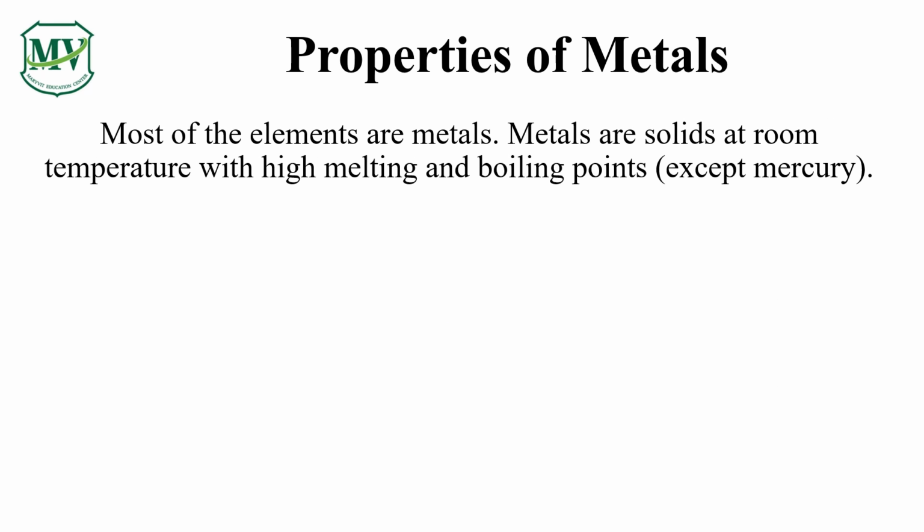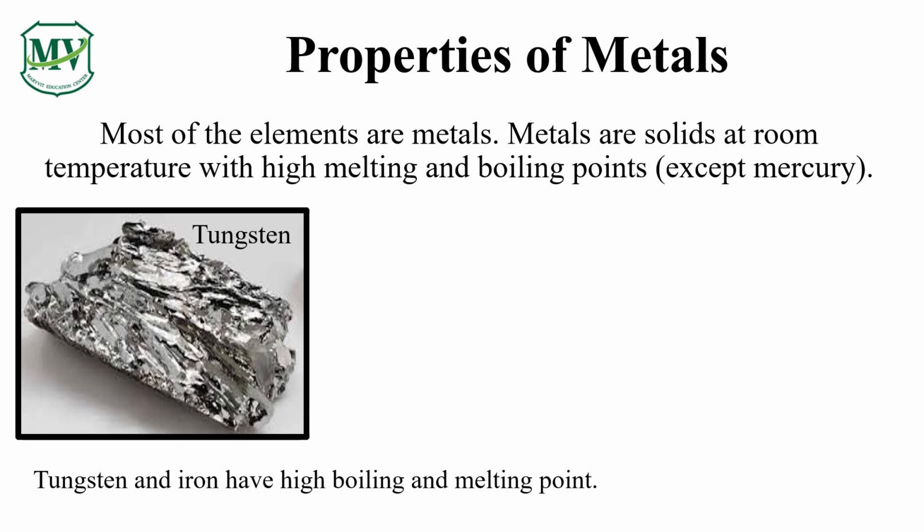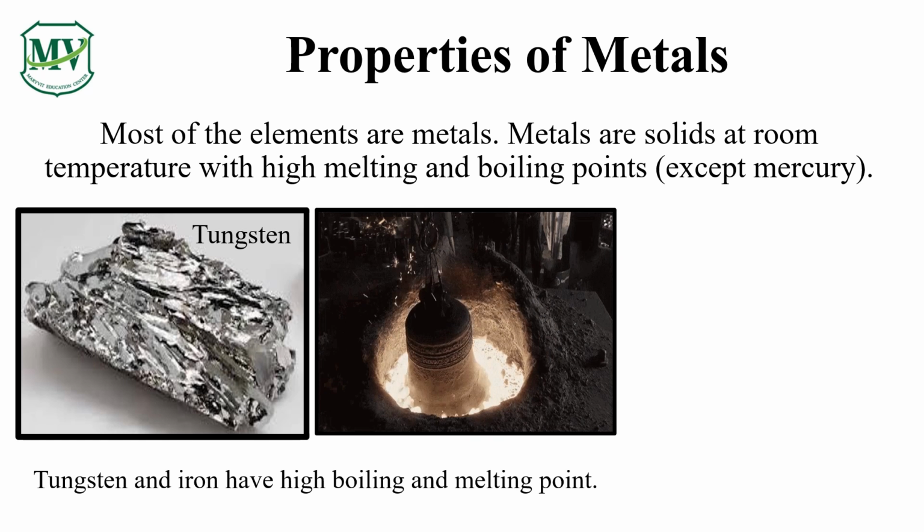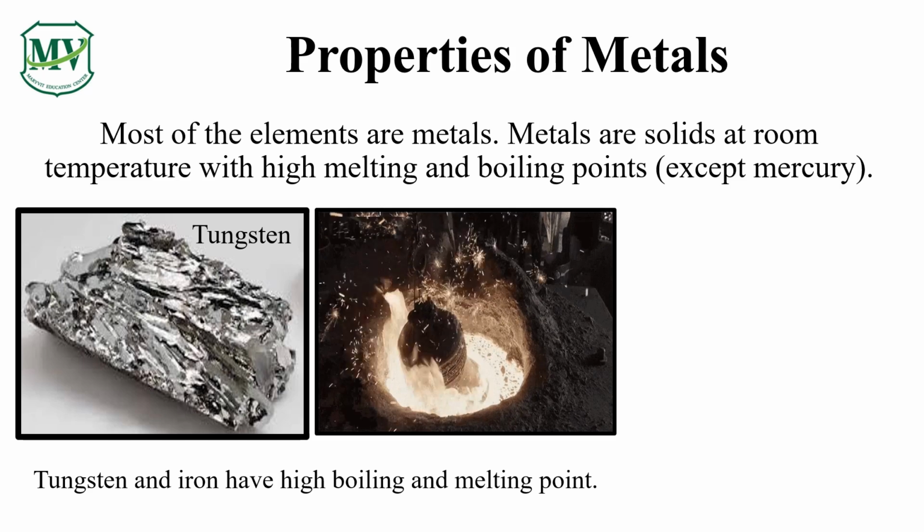As we all know, most of the elements are metals, and one of their properties is that they are solids at room temperature with high melting and boiling points. Well, that's except mercury, of course. Here are some examples. Tungsten has a high boiling point. Iron has a high boiling point and melting point.